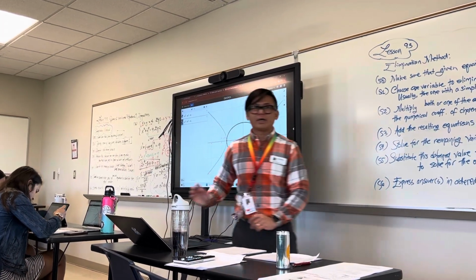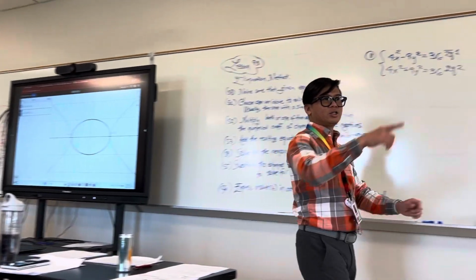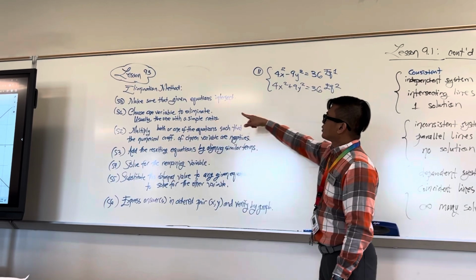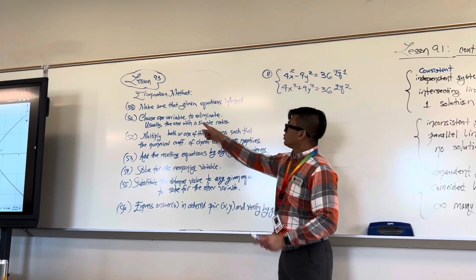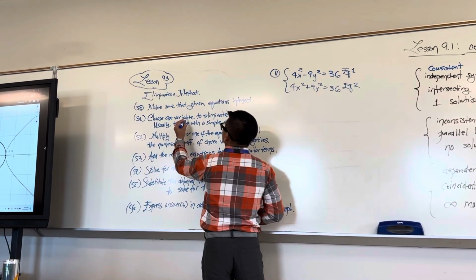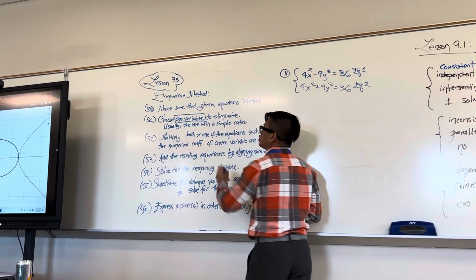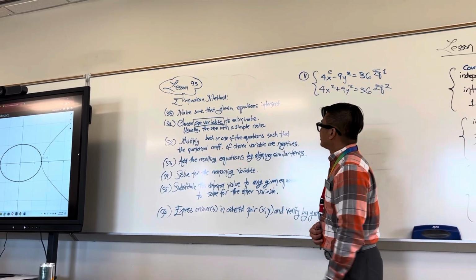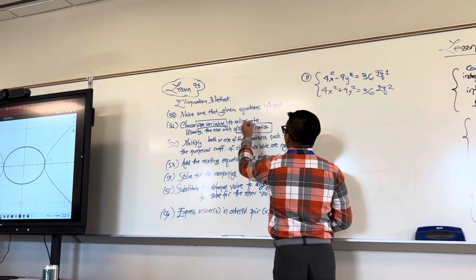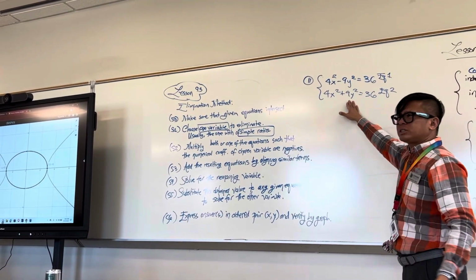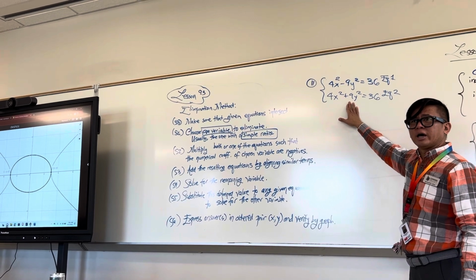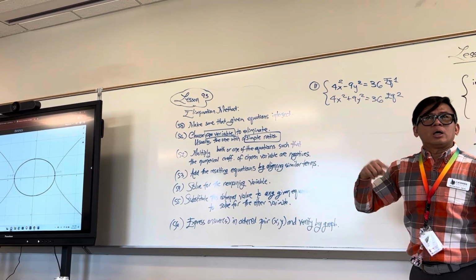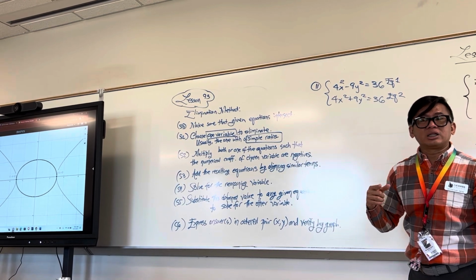Ready, guys? Okay. Step number 1. Let's go, Victor. Choose one variable to eliminate. Usually the one with a simple ratio. In here, they're both basically the same ratio. I would say choose the one that has inverses already, or negatives of each other.